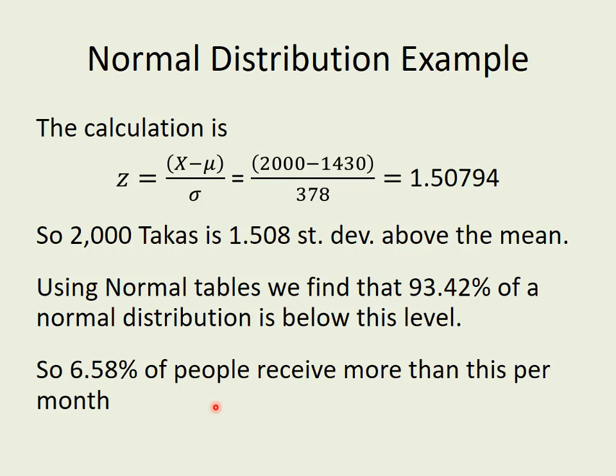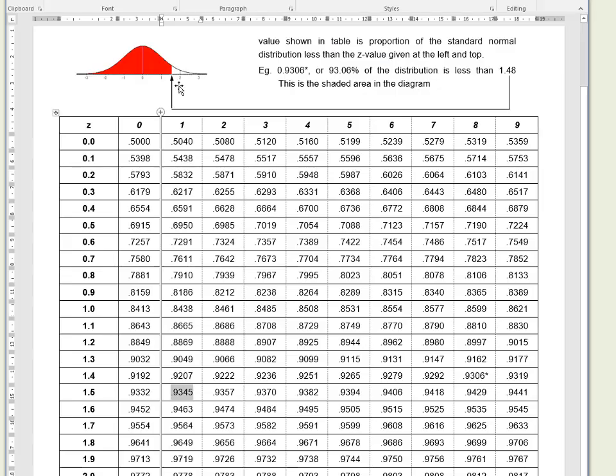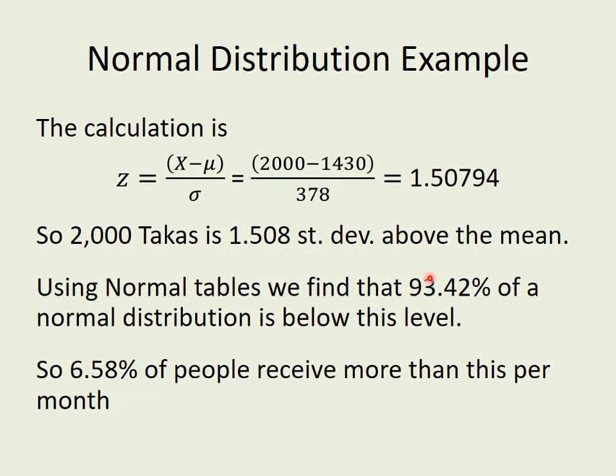The tables that we are using here only tell you how many are less. So in this situation, we want to know how many are more. We must do 100, subtract this, leaves this percentage of people who earn more than that per month.